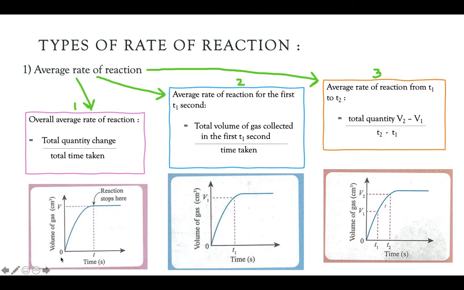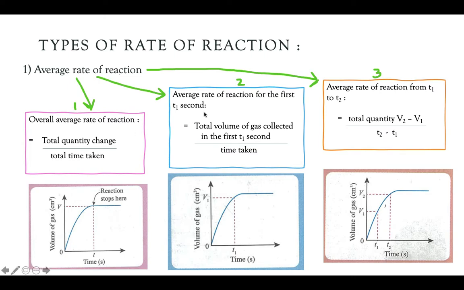Okay, ini adalah contoh with the graph of volume of gas against time. So graph tu akan increase and then the reaction will stop here. So akan ambil masa ni lah untuk divide with the total time taken. Okay, ini adalah total volume of gas produced. So this is the total time taken. Okay, pada masa reaction betul-betul stop, masa itulah kita akan ambil total time taken dia.